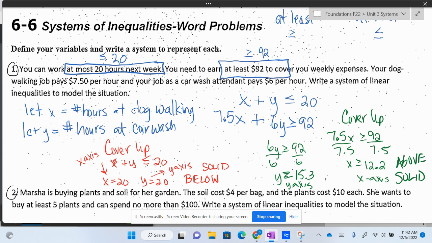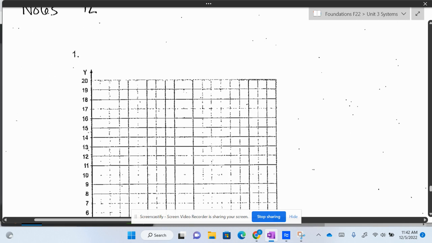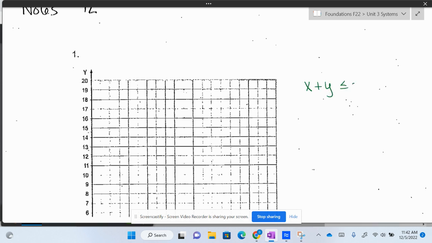So if you guys flip to the next page, we have a graph for our answers, I believe. Do we not have a graph? Did I put a graph in there? Yes, I did. Okay, so I'm going to go to that graph. So this is going to be number 1. So number 1 was the inequality x plus y has to be less than or equal to 20.